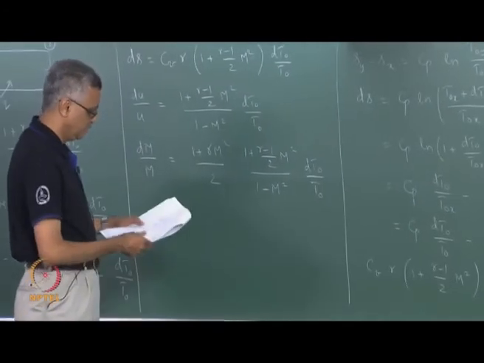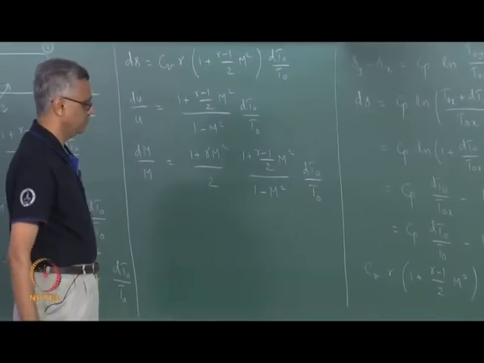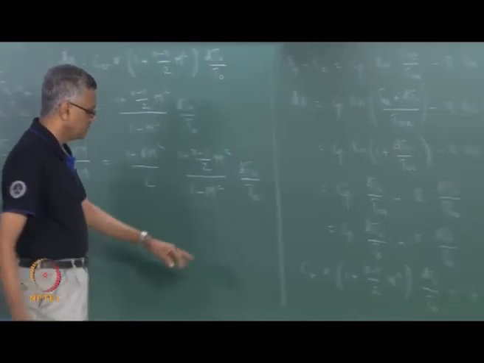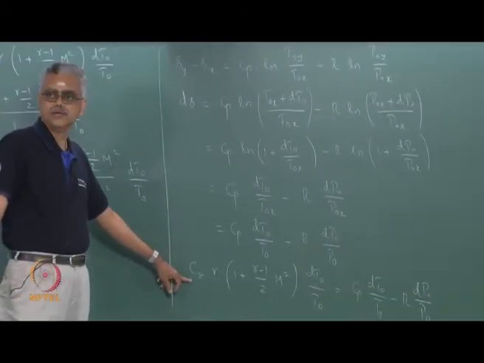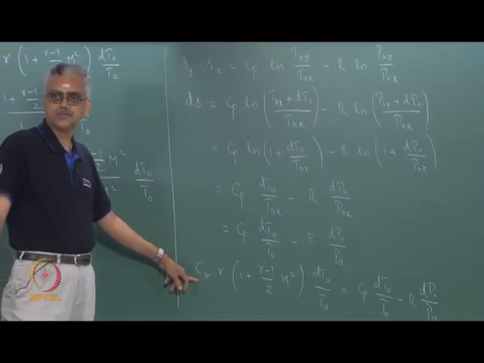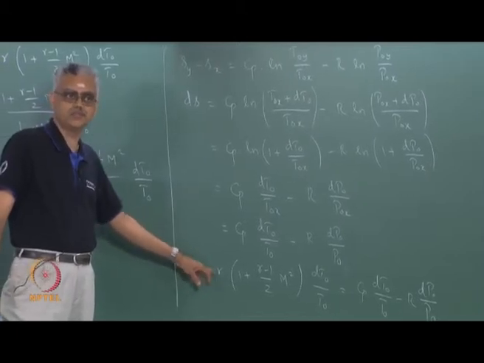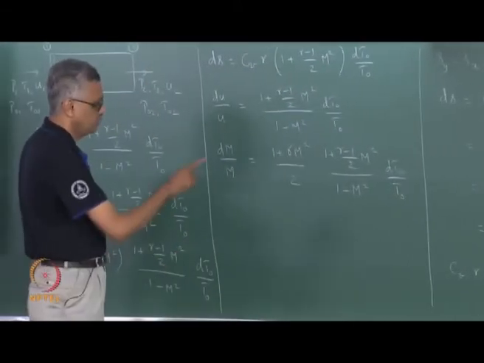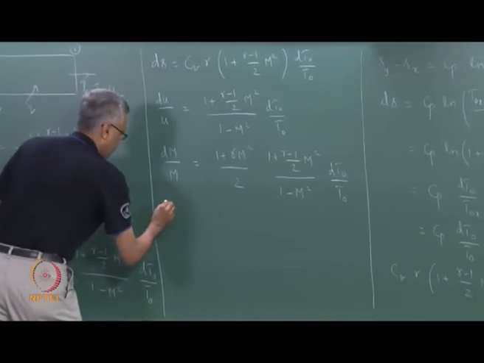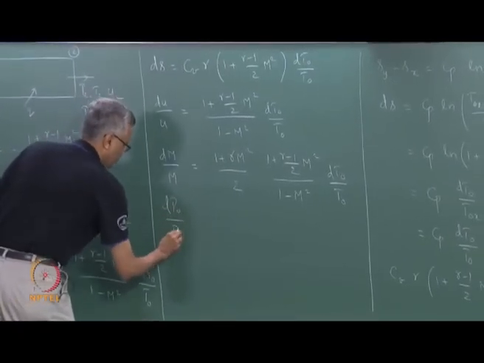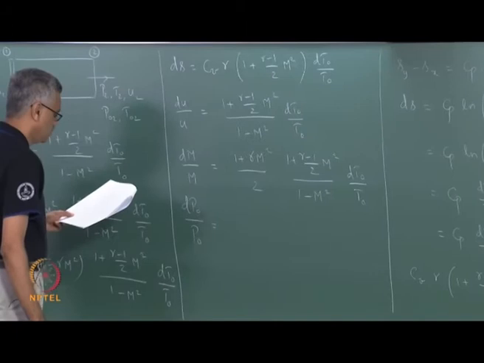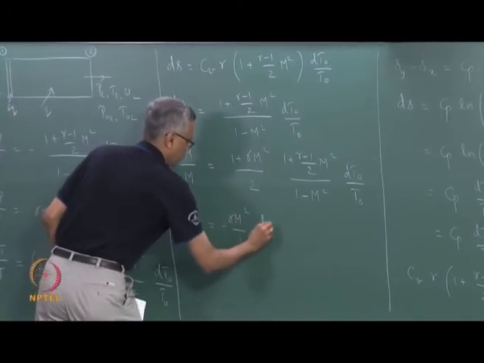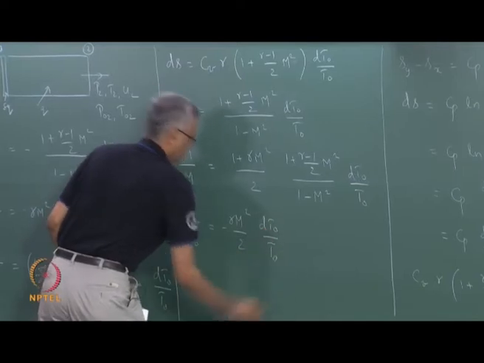If I do a little bit of algebra and rearrange this, this actually works out to be something very simple. Notice that Cv times gamma is nothing but Cp, right? Gamma is Cp over Cv, so Cv times gamma is Cp. So if I do a little bit of algebra, I end up with a very simple expression for dP0 over P0, which I am going to write here along with the other equation. So dP0 over P0 is equal to minus gamma times m square over 2 times dT0 over T0.